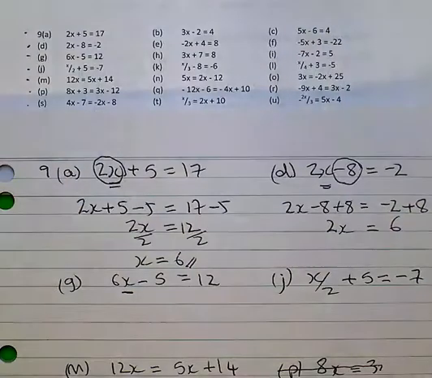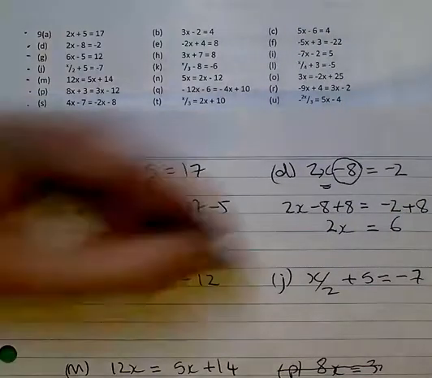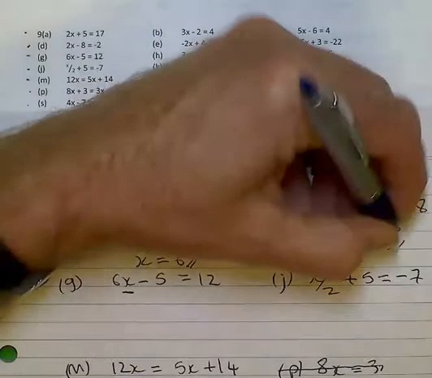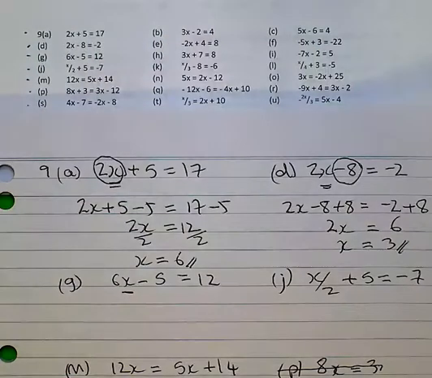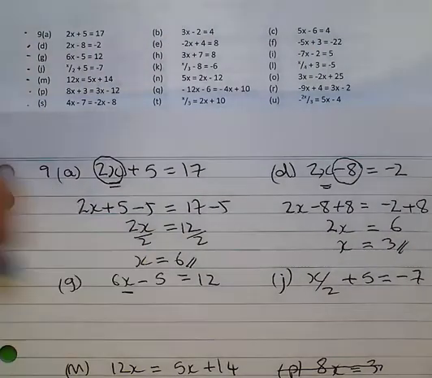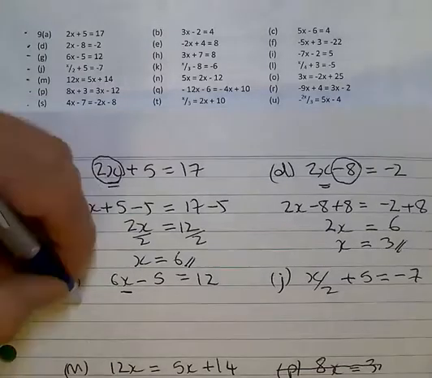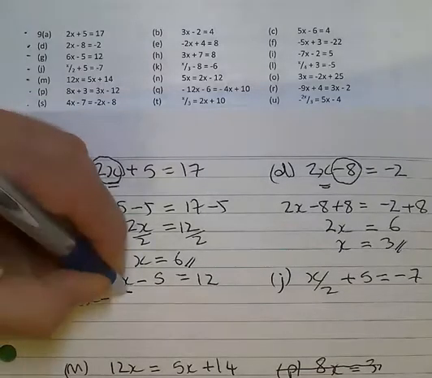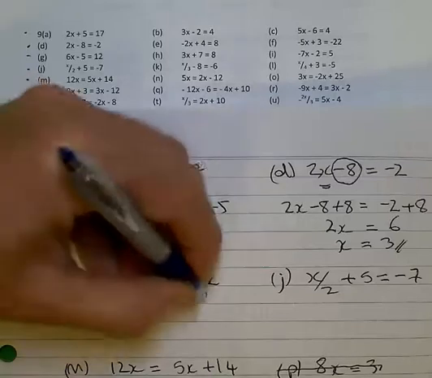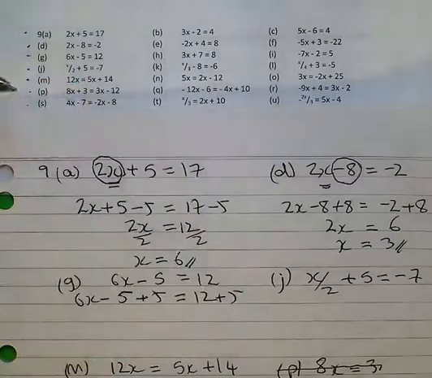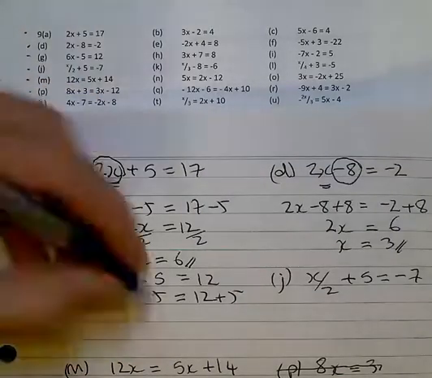And then, I'm not going to divide both sides by 2 because I can see that x is going to equal 3. When it comes to G, I have to undo a -5 first before I can then tackle the 6x. So that's adding 5 to both sides.